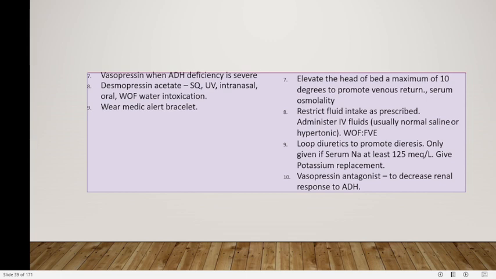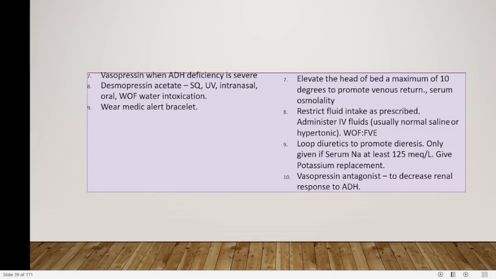For diabetes insipidus, we also use vasopressin. Since the ADH is inadequate, we use vasopressin or ADH, especially when the deficiency is severe. Desmopressin acetate could be given subcutaneous, IV, intranasal, or oral, when we have water intoxication. These patients are always advised, so the healthcare provider should make sure that they wear a medical alert bracelet.